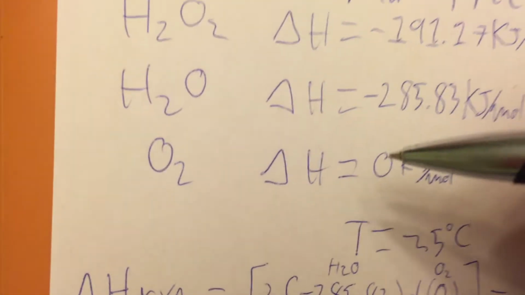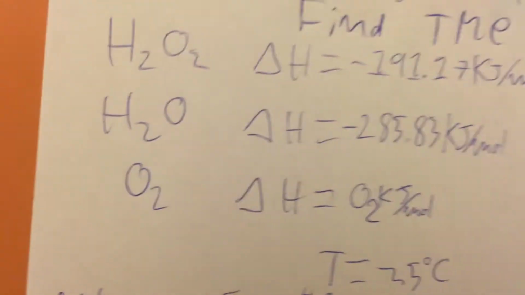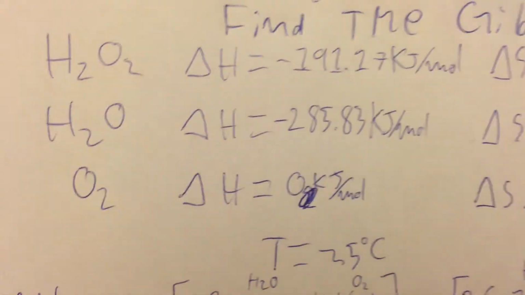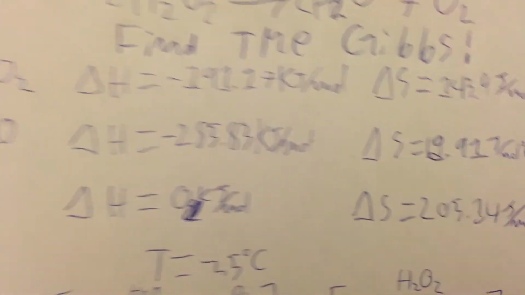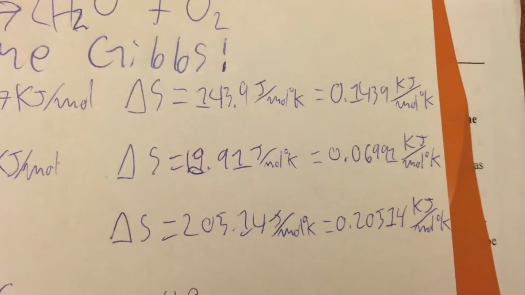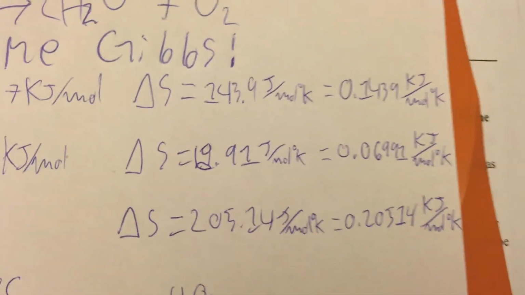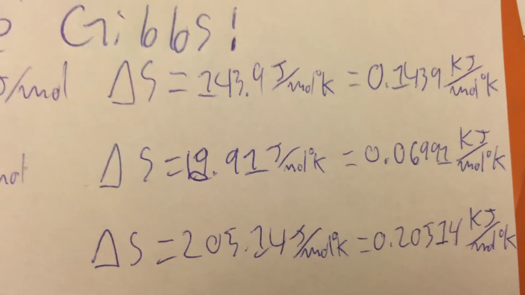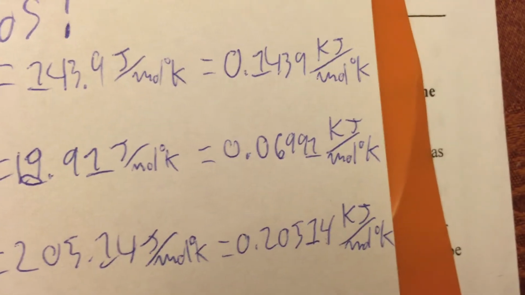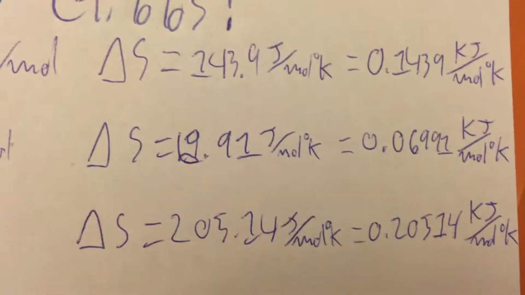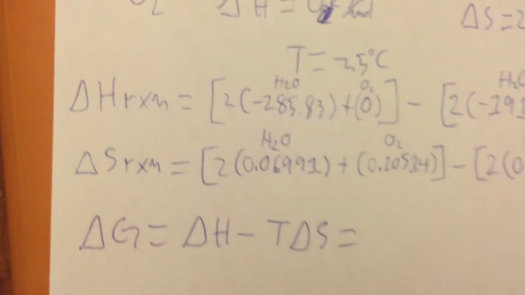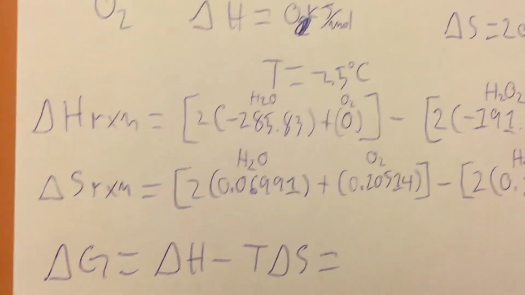Actually, let me just change that to O2. It's 0 kilojoules per mole that is required to make O2. Now that that's clarified, for delta S, or entropy, the units are in joules over mole times Kelvin. However, Gibbs free energy is in kilojoules, so we have to convert that to kilojoules by dividing it by 1,000. So here we go. Now, to find the enthalpy, or the heat of formation of the total system, you have to do products minus reactants.